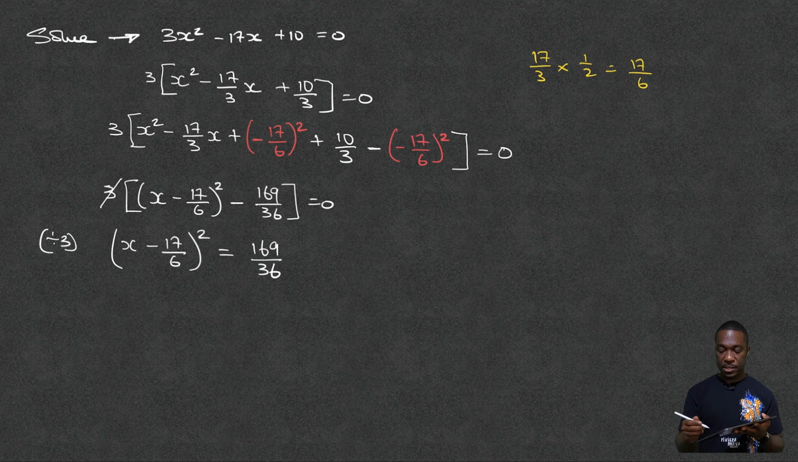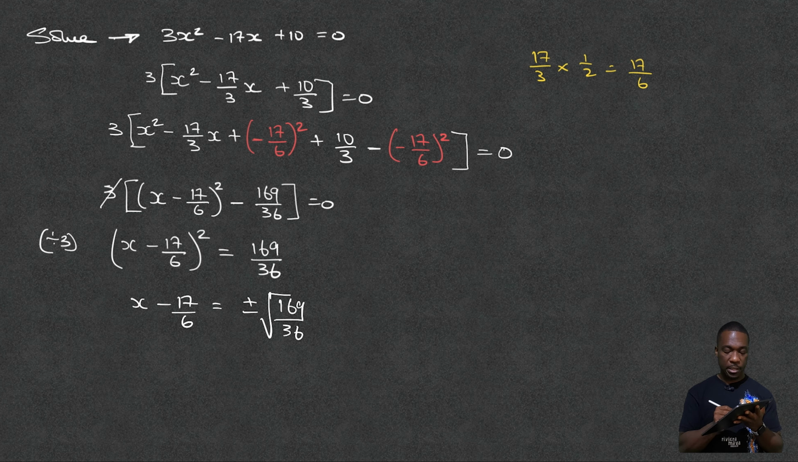Now, the next job is get rid of the square. Remember, it's plus or minus square root. So x minus 17 over 6 is equal to the plus or minus root of 169 over 36, like so. And then we need to now get rid of the 17 over 6. It needs to be added on. So now this becomes x is equal to 17 over 6 plus, well, let's work this out.